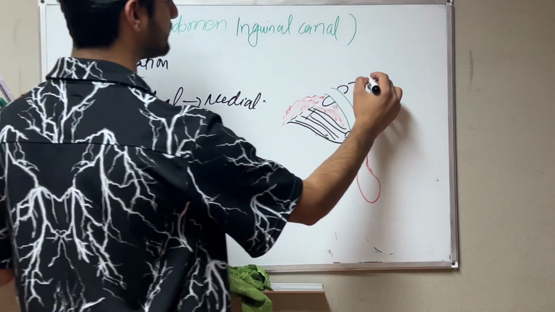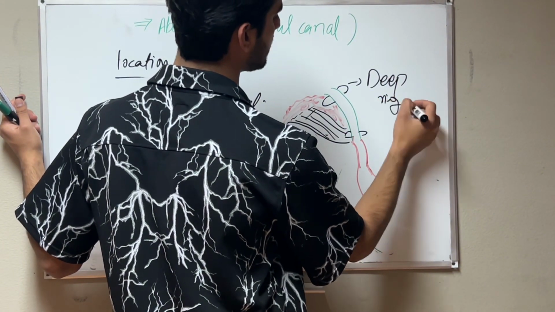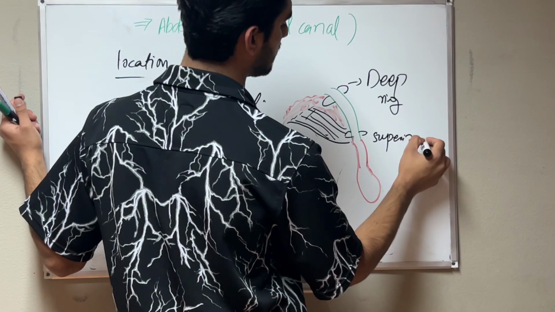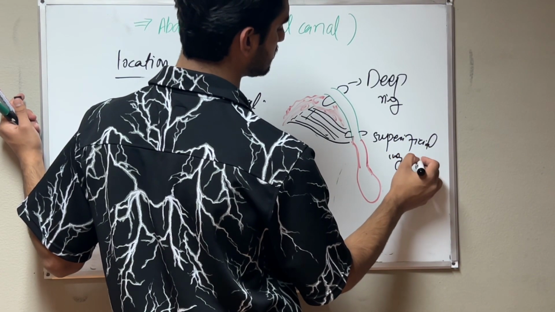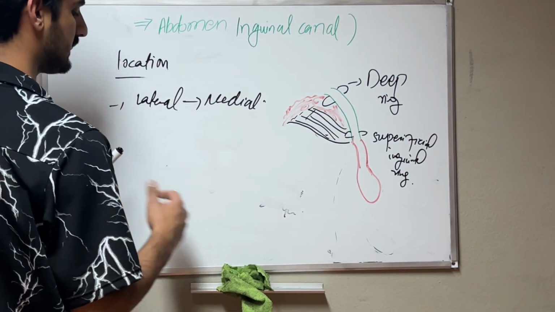This is the deep inguinal ring, and this is the superficial inguinal ring. Two rings in the inguinal canal.